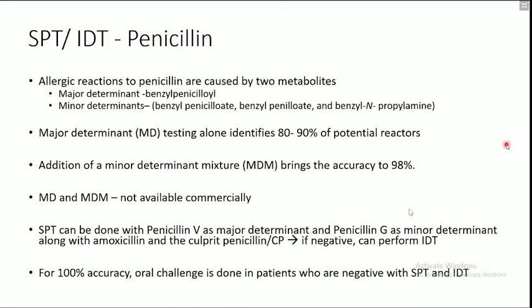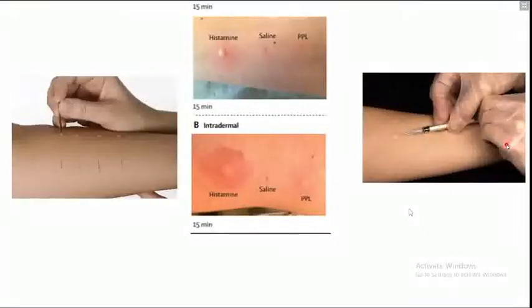So in that case, what we do is we use oral penicillin as the major determinant and the IV penicillin as the minor determinant, and do the skin prick test along with the amoxicillin and the culprit penicillin or the cephalosporin. And if the skin prick test for all these drugs is negative, then you can perform the intradermal test. And for 100% accuracy to confirm that the patient is not allergic to penicillin, you can do an oral challenge if both the skin prick test and the intradermal tests are negative.